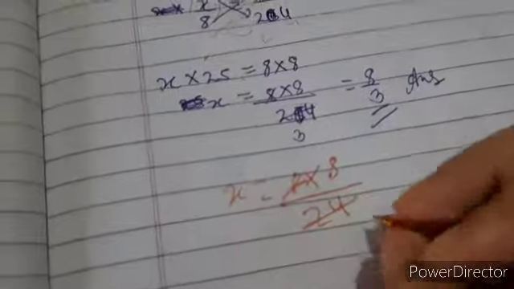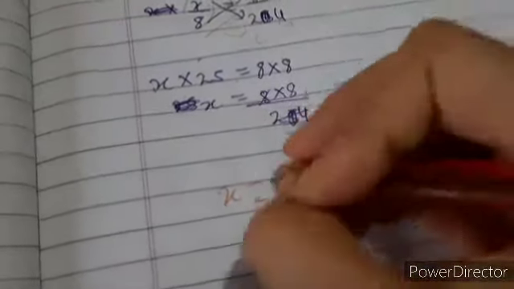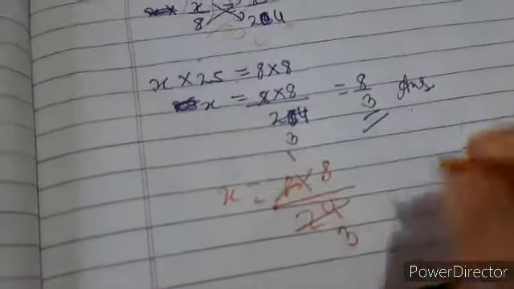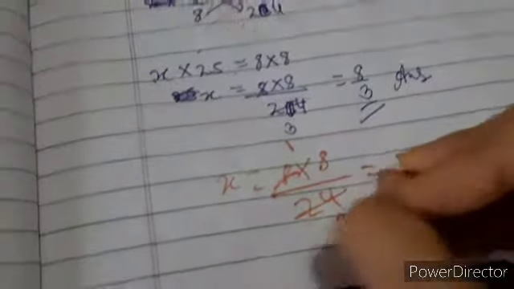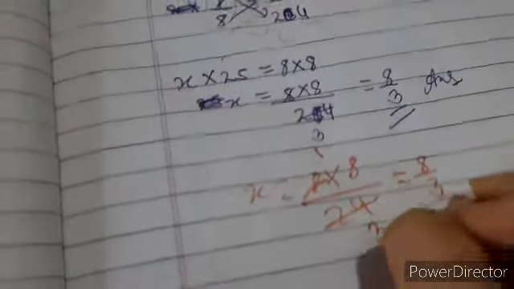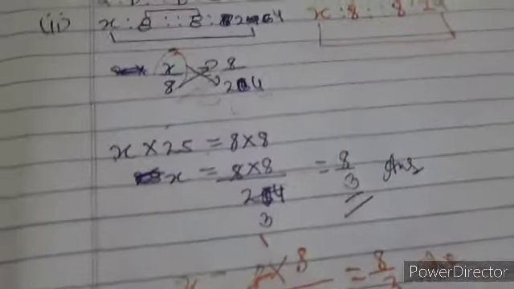8 threes are 24, 8 ones are 8. 8 upon 3, which is the answer. Now you can understand. Okay, students.